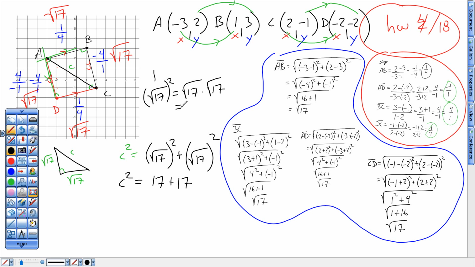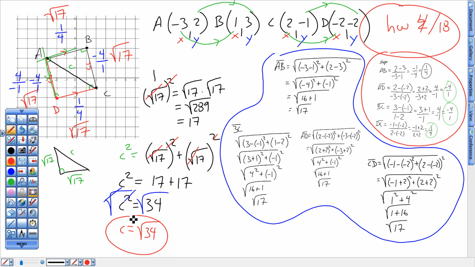it gives you square root of 289. And if you square root of 289, pops back to the whole number 17. So square rooting and squaring, inverse operation. It's not magic why those go away, but it does. And then this gives me c squared equals 34. Square root both sides. And that gives me c equals the square root of 34, using the Pythagorean theorem the correct way.